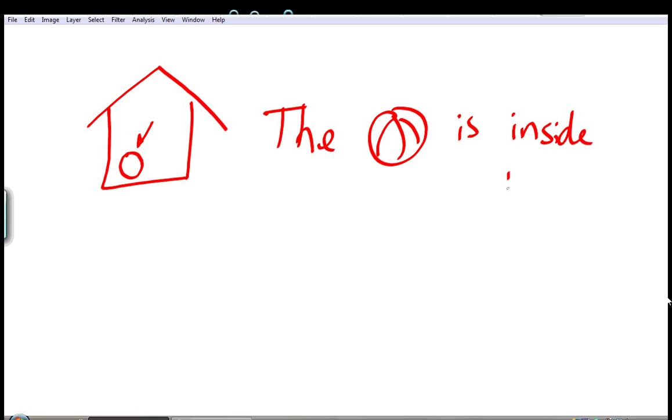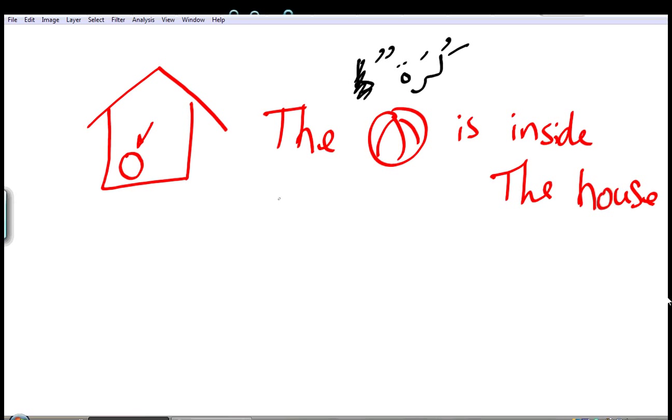inside the house. How do you say this in Arabic? Well, we start with, what is the word for a ball? It is kura. Okay, what is the translation for inside the house? Inside is fi, and the house, or just house for this one, is manzil.